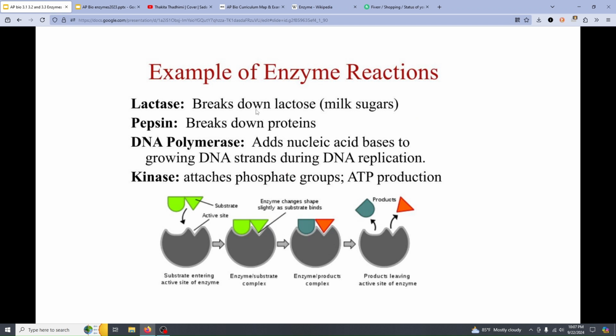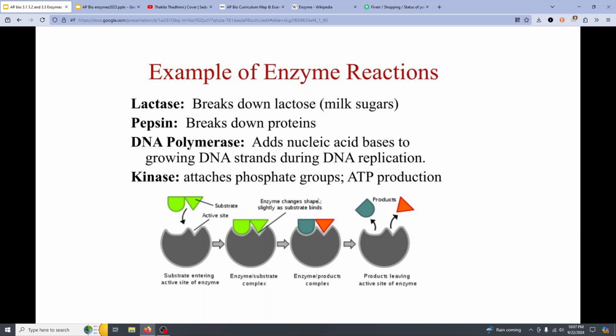So here are some reactions. Again, see how easy it is to understand what the enzyme is doing. Lactase, even without knowing it, you can say it is going to break down lactose. This you need to know, pepsin, trypsin, stuff like that. You need to know what it is actually doing.